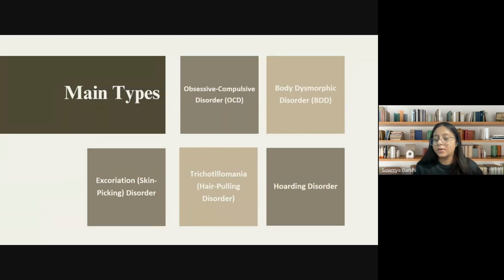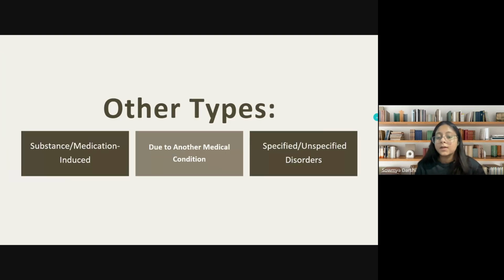Main types of obsessive compulsive and related disorders are obsessive compulsive disorder, of course, body dysmorphic disorder, excoriation skin picking disorder, and trichotillomania, which is a hair pulling disorder, and hoarding disorders will be covered in the next classes. Other types of disorders include substance or medication induced, due to another medical condition, specified and unspecified disorders. These also will be covered in next classes.